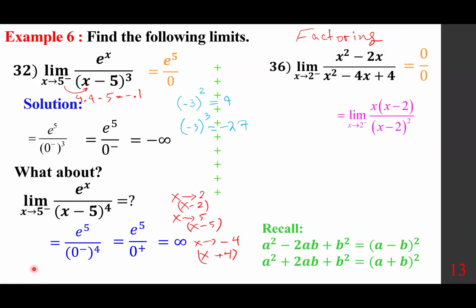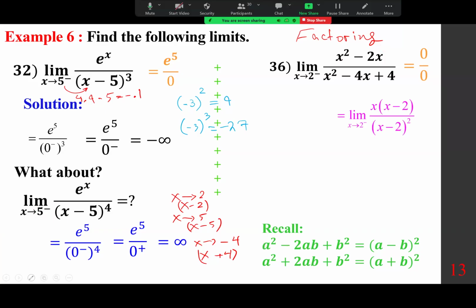The bottom is x minus 3 squared. As I mentioned right here, we can drop the common factor. X minus 2 is in common, and this one drops. And now what happens? If you plug in the 2, you get 2 over 0. And remember, 2 from the left or right, for the top doesn't make any difference. From the left is like 1.999999, almost 2. From the right is 2.000001, almost 2, makes no difference.